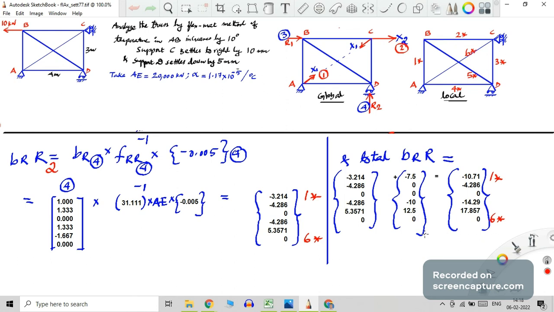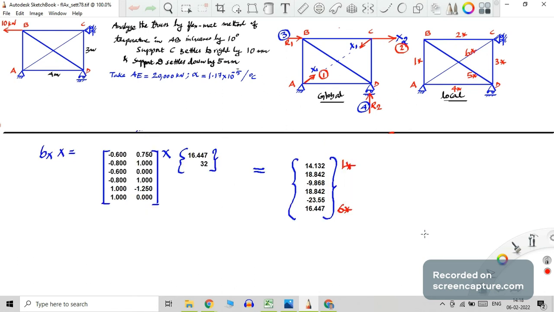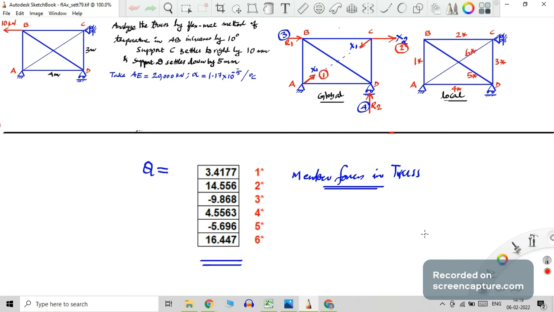BR first element is minus 10. BXX first element is plus 14, so plus 4 you are going to get as the result. 3 point something, not plus 4 actually. 10 and 14 point something, so that is 3.4177 in the first member. Second member, that is member BC, the force is 14.556, that is also tensile. AB is tensile, BC is tensile.